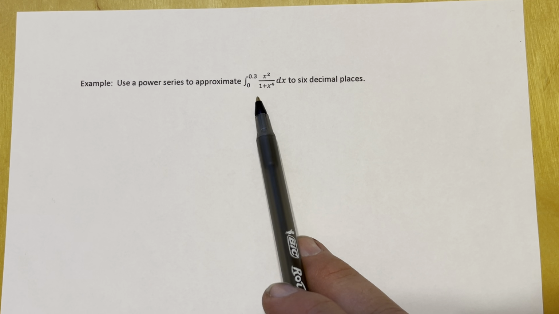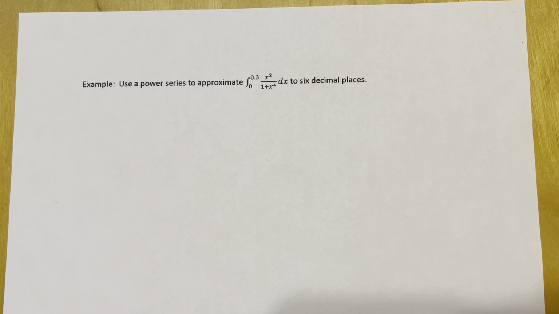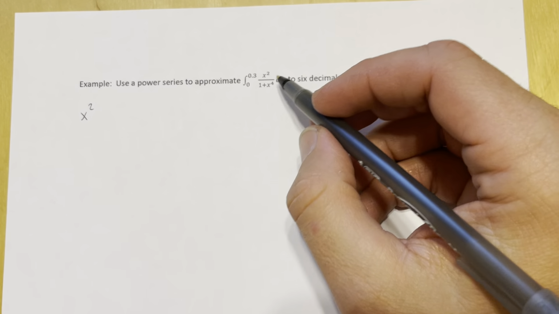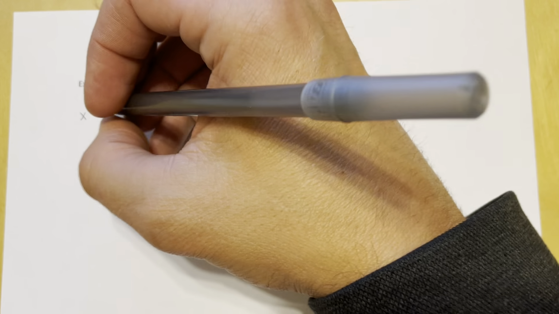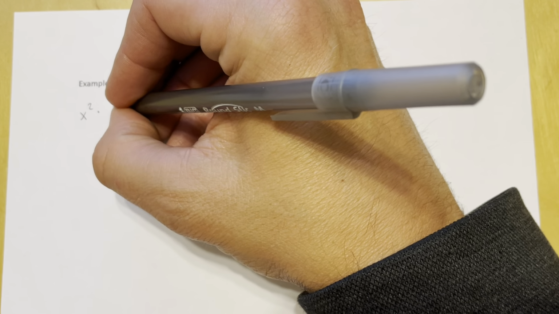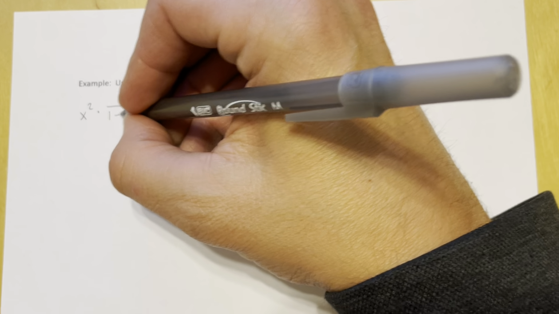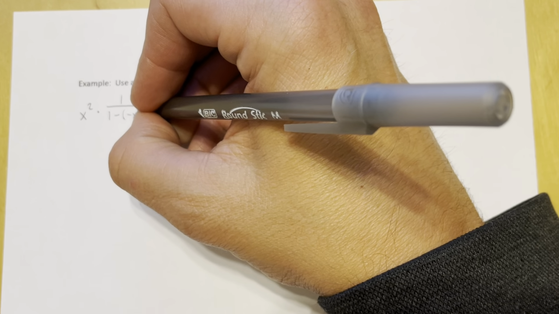Now this particular function, I believe we have already found, or did we? No, we did not find a power series representation for this. That's okay. We can find one without too much trouble. So what I'm going to do, we have x squared over 1 plus x to the 4th. I'm going to pull the x squared out front, and the 1 plus x to the 4th I'm going to write as 1 minus negative x to the 4th.